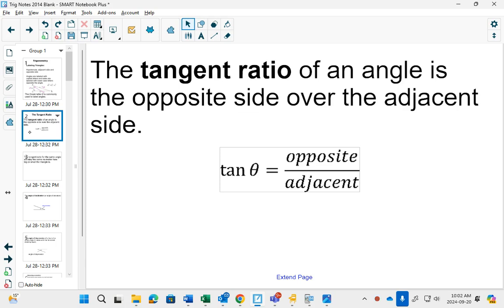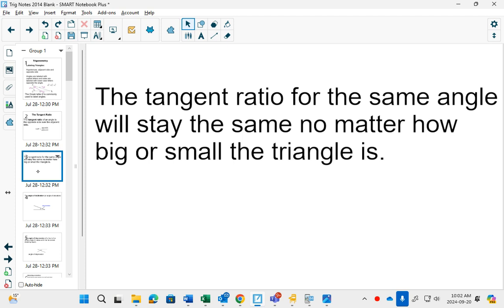So our first definition is tangent. The tangent ratio of an angle is the opposite side over the adjacent side. So mathematicians have found the following, okay? The tangent ratio for the same angle will stay the same no matter how big or how small the triangle is.